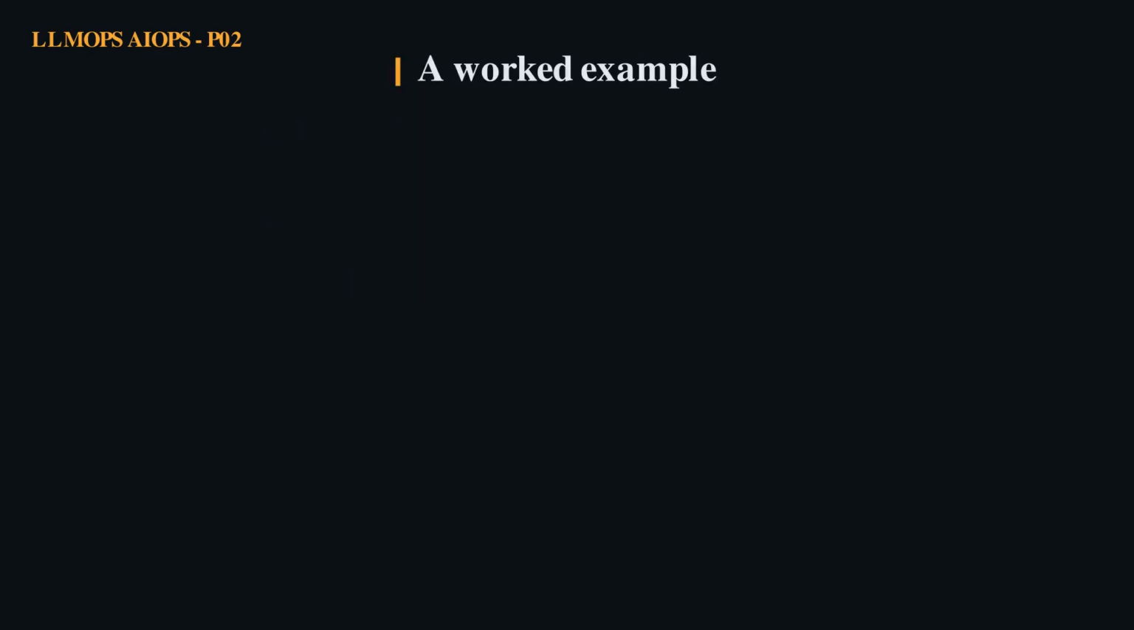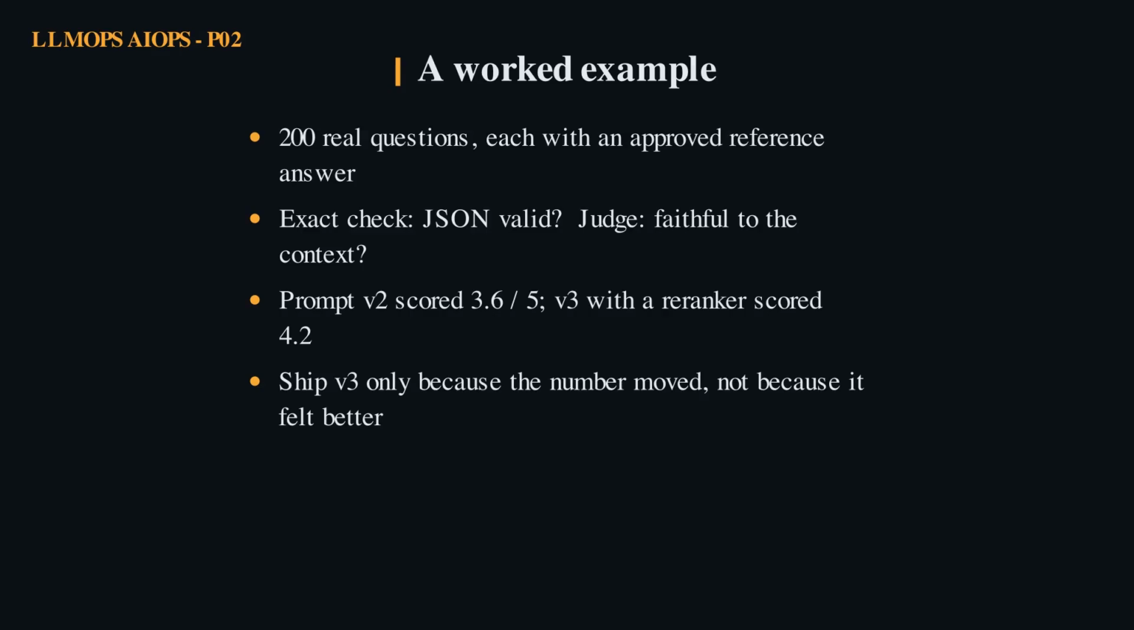Let us walk one concrete evaluation. 200 real questions, each with an approved answer. Every candidate output gets a cheap format check and a judge score for faithfulness. Version 2 averages 3.6 out of 5. Add a re-ranker and version 3 hits 4.2. You ship version 3 because the number moved and you can prove it.